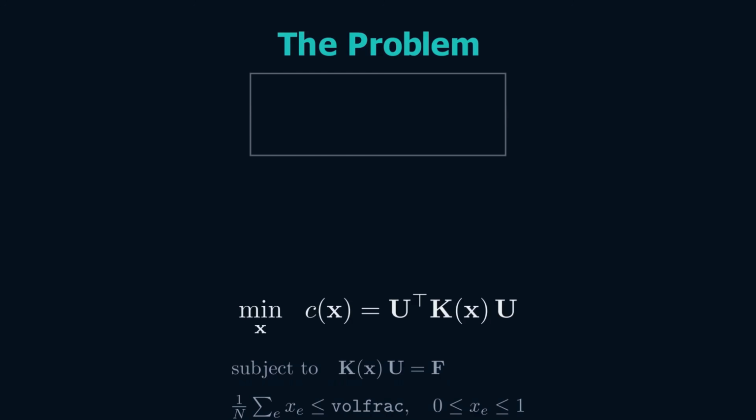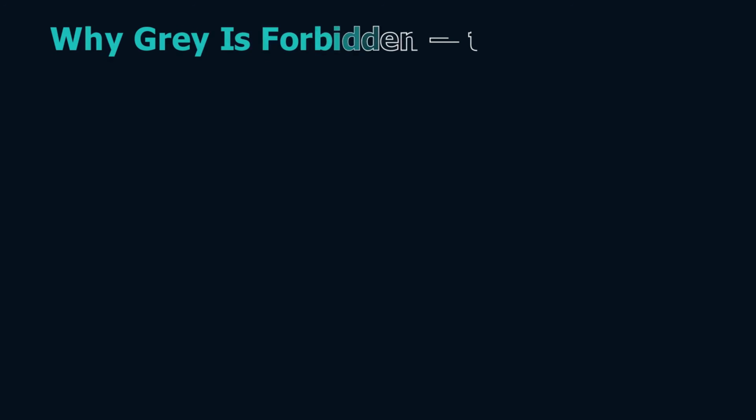Every little element in the box gets one number, a density between 0 for void and 1 for solid. 19,000 of them for the big runs. The optimizer's whole job is to choose them. There is a catch. A density of 0.5, half-gray, is not manufacturable. We need the answer to come out black and white.